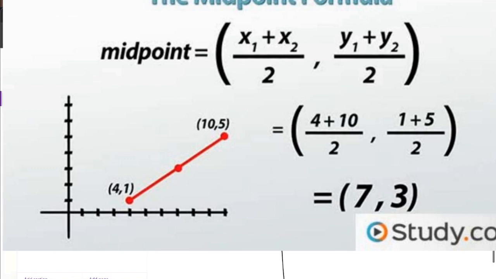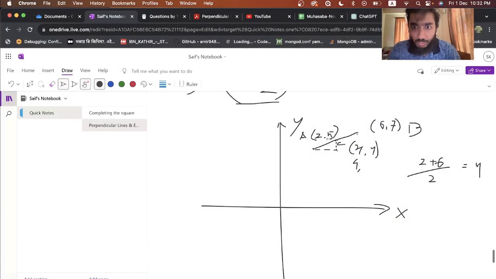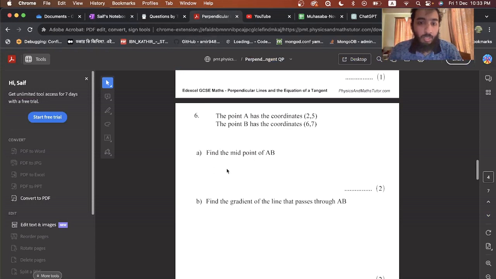And for y, it is the midpoint of the y coordinates, which are 5 and 7. So y is 5 plus 7 by 2, which is 6. So x, y is 4 and 6. So this is the first one, which is the midpoint of AB.